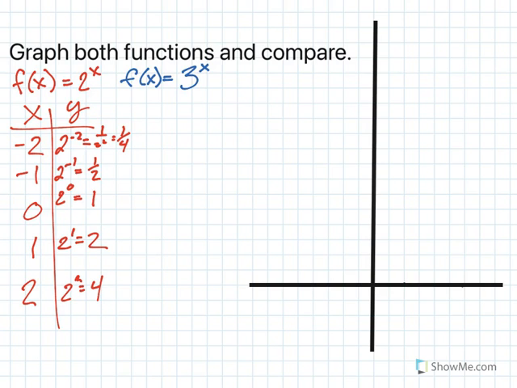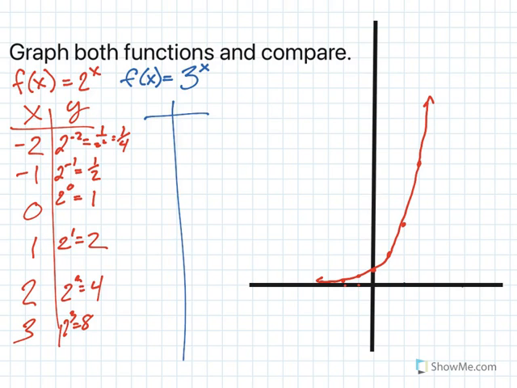Okay, let's go ahead and graph this. So at -2, I'm going to go up 1/4. At -1, I go up 1/2. 0, 1. 1, 2. 2, 4. If I would do 3, 2 to the 3rd power is 8, just for fun. 1, 2, 3, 4, 5, 6, 7, 8. So you can see this has a curve to it. Okay, that's the first one.